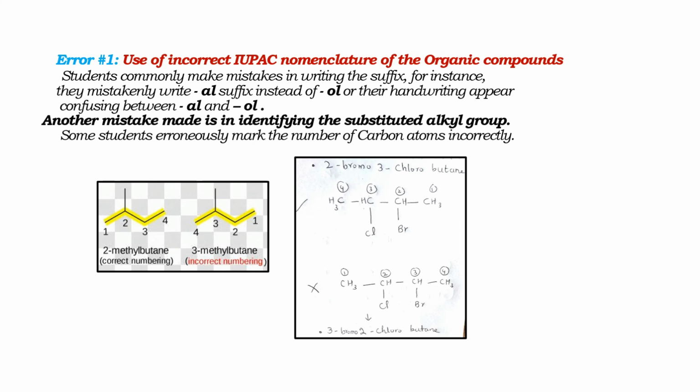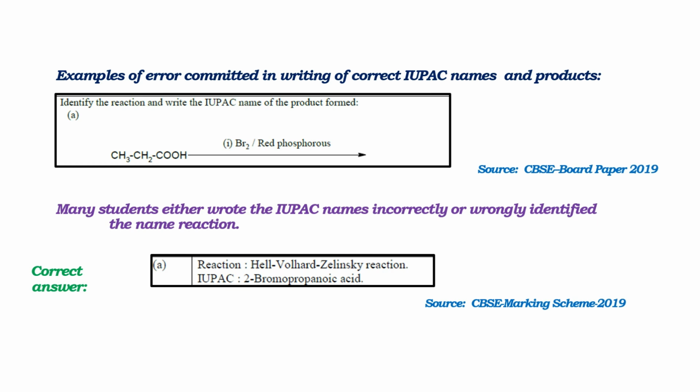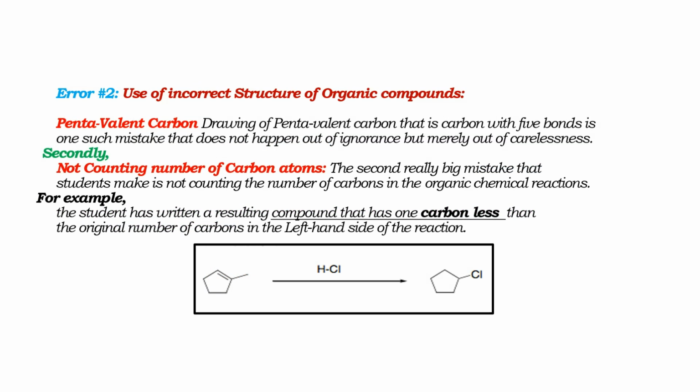Another mistake is made in identifying the substituted alkyl group. Some students erroneously mark the number of carbon atoms wrongly. Examples of errors committed in writing the correct IUPAC names and products. In this question, taken from the CBSE board paper of 2019, many students either wrote the IUPAC name incorrectly or wrongly identified the name reaction.